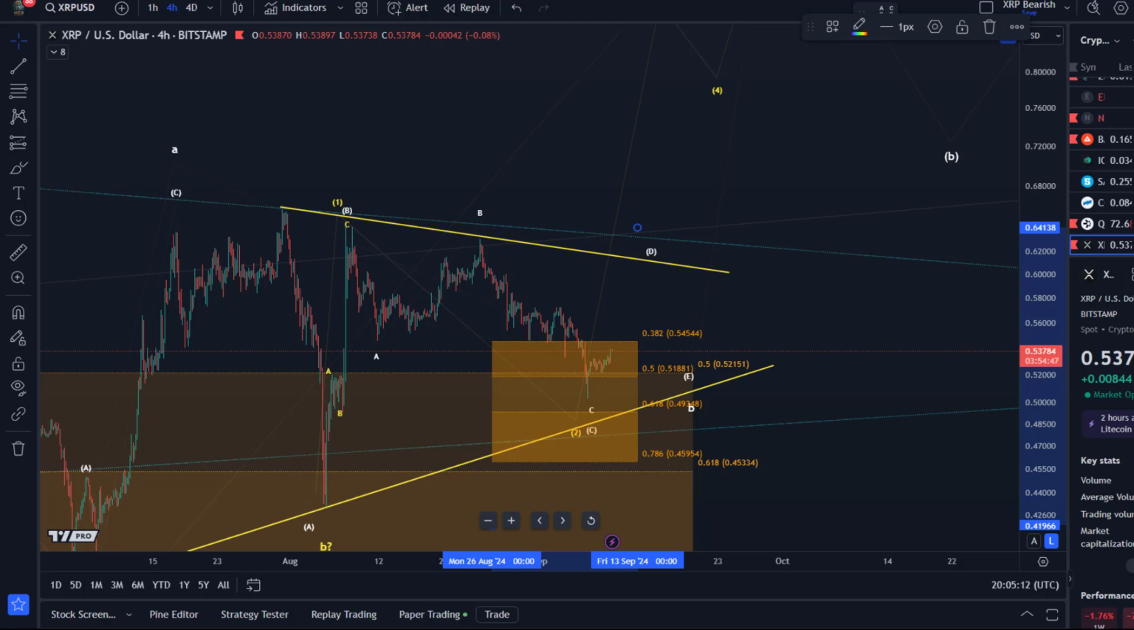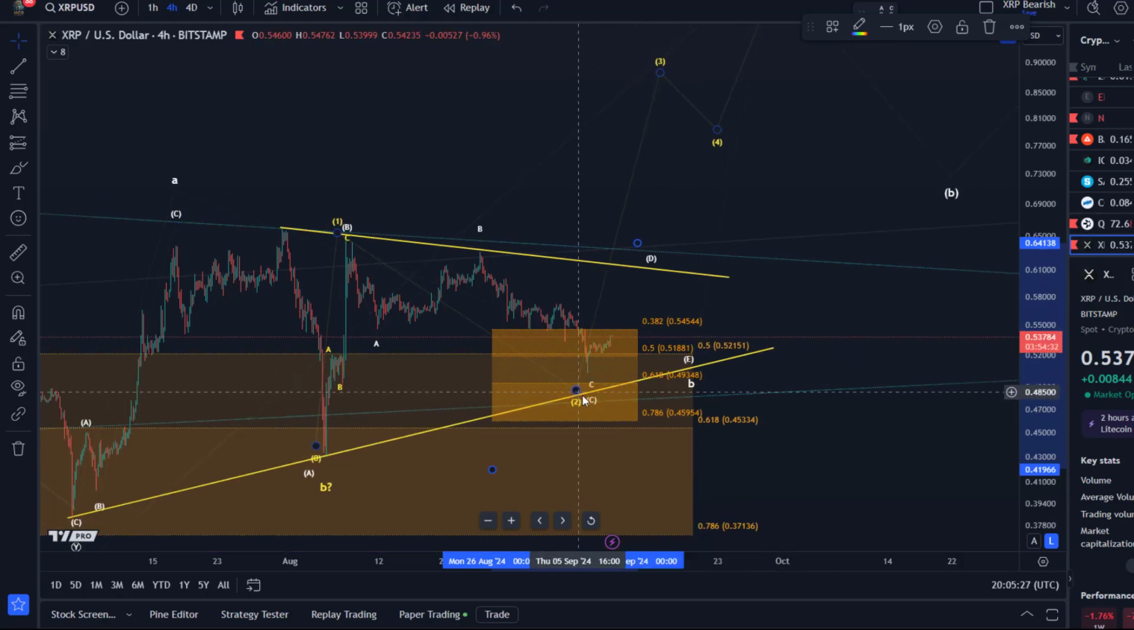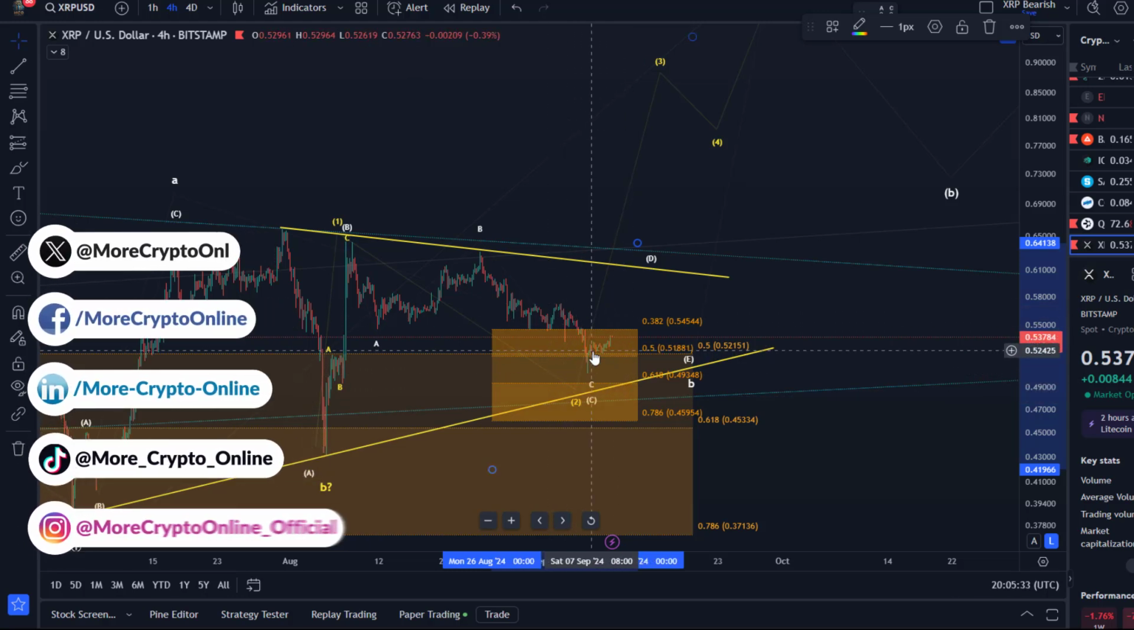On the XRP chart, it's possible that a low of sorts has formed. It's not yet significant upside, and the move up from the Friday low isn't really very strong. It's not large enough for me to confirm it. It's also only a three-wave move, so we don't have the confirmation that we need that a low is in.